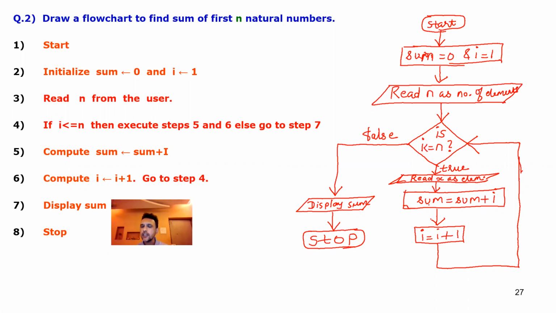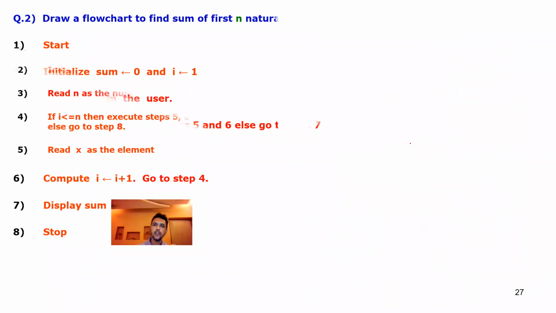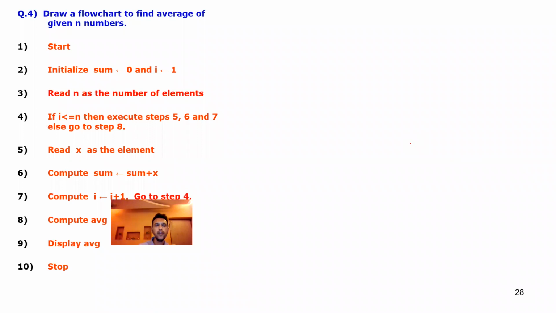Now inside this, I will write sum equal to sum plus, tell me what? Sum plus x. Instead of I, we will write x. I equal to I plus 1 will remain the same, and this loop will also remain the same. Now, if the condition is false, we are supposed to go to step number 8.